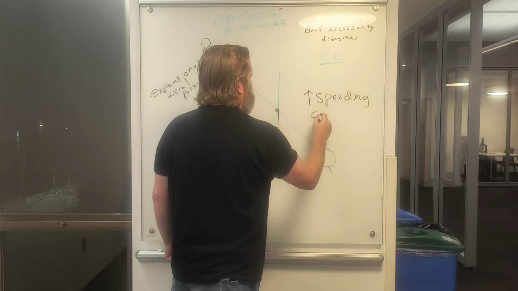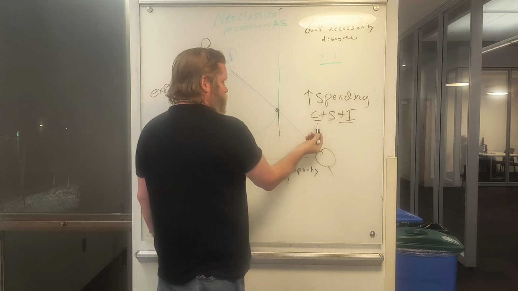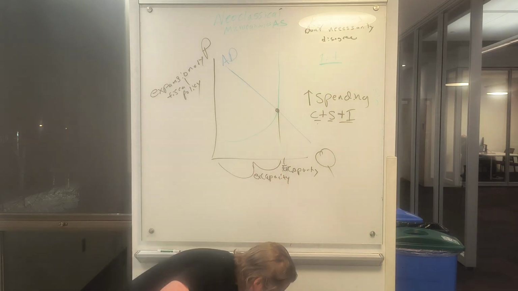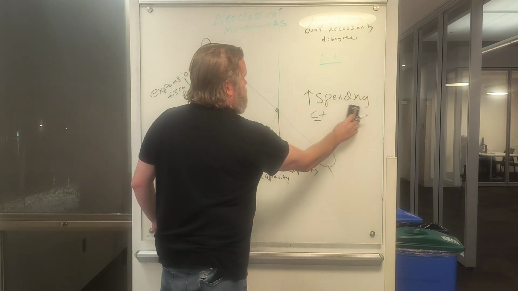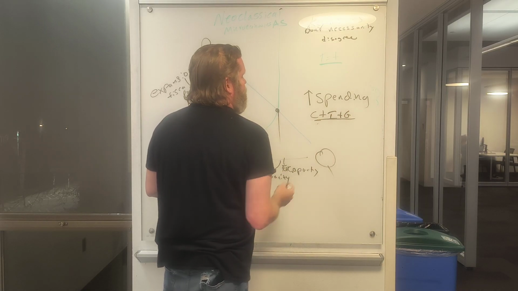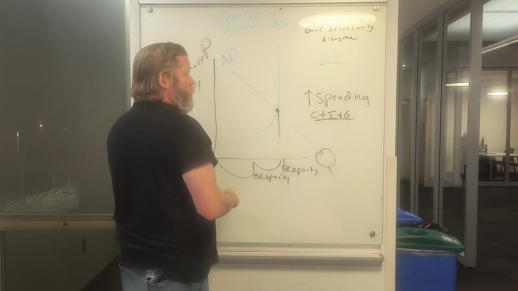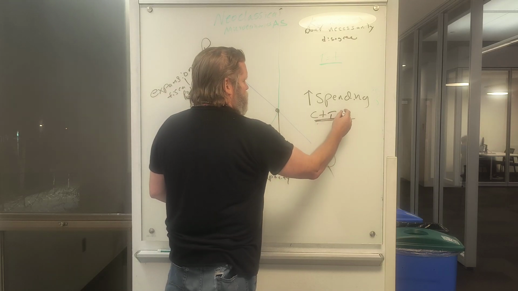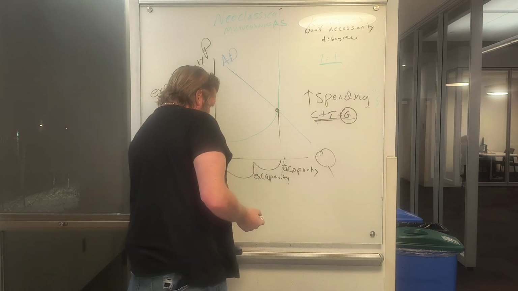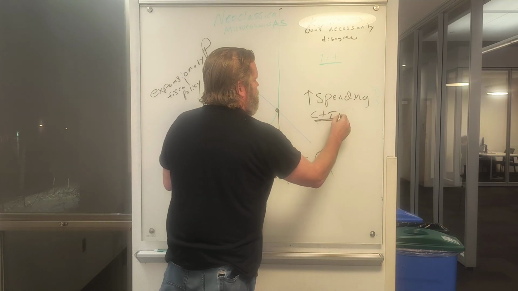Now again, spending could be in any of these three categories: consumption plus investment plus government spending. So it could even be that consumers or firms are spending more too. For the moment, we'll talk about government starting to spend, but it could be any of these. You know what? Let's not just talk about government. Let's just talk about any of these.